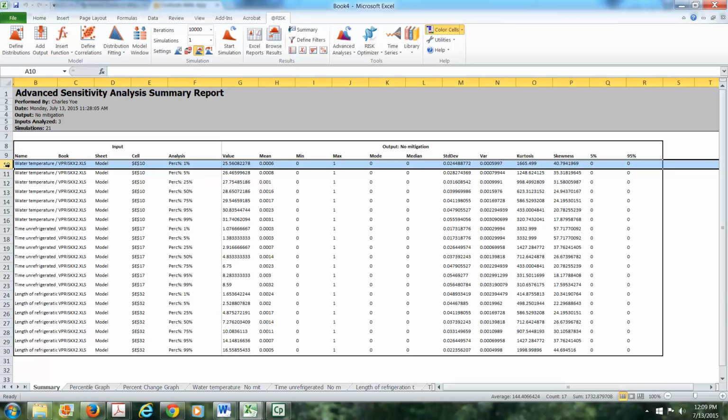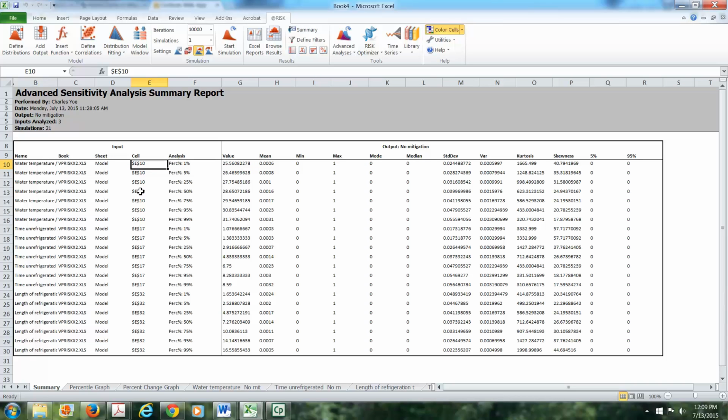We've got water temperature. These are the values found in cell E10. So from here down to here, I have water temperature values. So they use the 1st percentile, 5th, 25th, 50th, 75th, 95th, and 99th percentile values for water temperature. These are the actual values that were used for the water temperature. And this is how water temperature affects the illness rate.